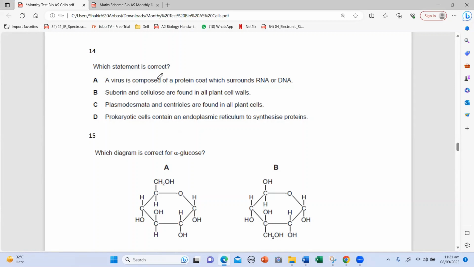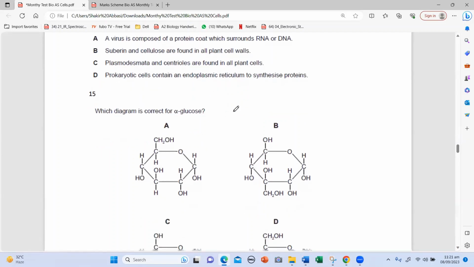You all know that a virus is made of a protein coat which surrounds nucleic acid, so the viral nucleic acid could be RNA or DNA, right? Suberin, we did not study this, but Plasmodium meta and centriole are found in plants? Centrioles are not found in plants. Suberin and cellulose are found in plants as well? No, only cellulose. And prokaryotic cells contain endoplasmic reticulum? No, they do not have any membrane bound structure. So A is the right answer.